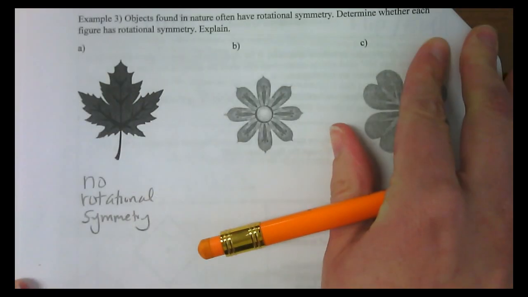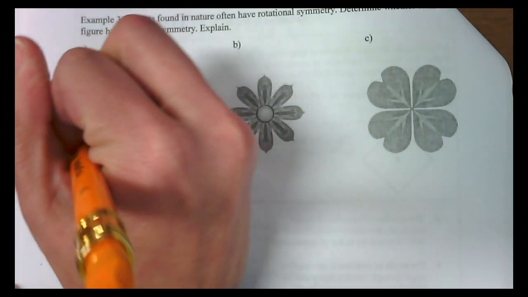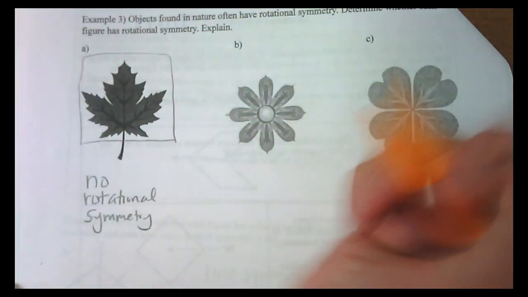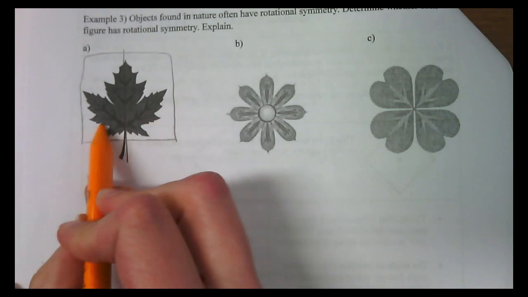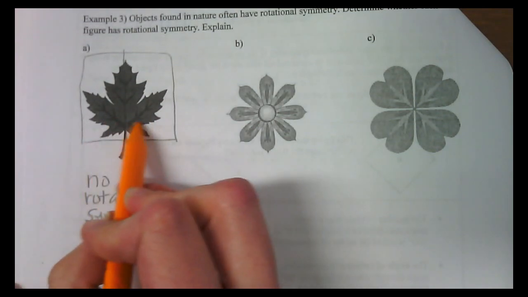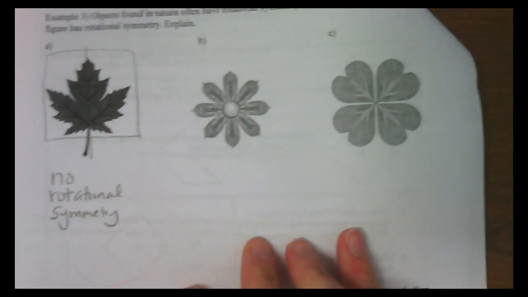Okay, no rotational symmetry. If it weren't for this little curved line here, if I just looked at this part of the leaf, I could split it right down the middle and say it has line symmetry, because it looks exactly the same on the left and the right side if you ignore the stem. So you might be able to say line symmetry for that one.